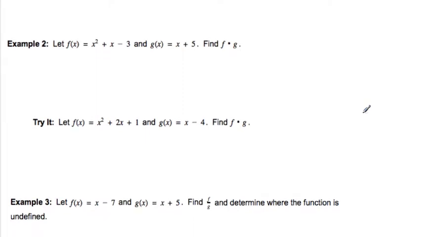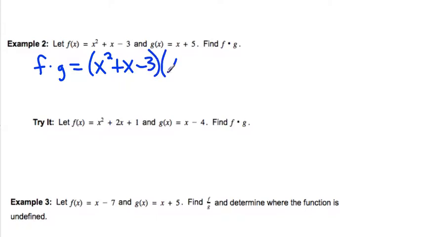In example 2, we've got our two different functions, f and g, and we are asked to find f times g. So this is a product. So f times g, we are taking function f. We're going to multiply it by function g. Okay. This is a FOIL problem. It's just a really big FOIL problem, but we can do it.